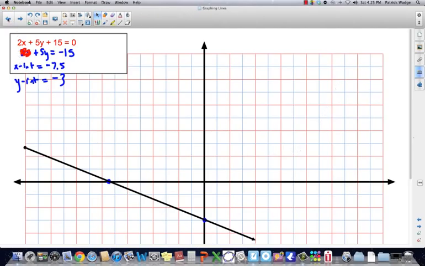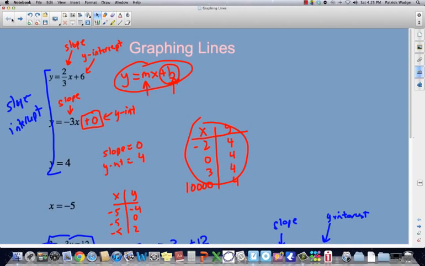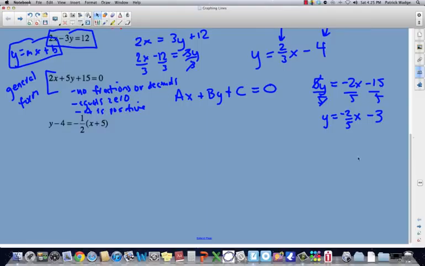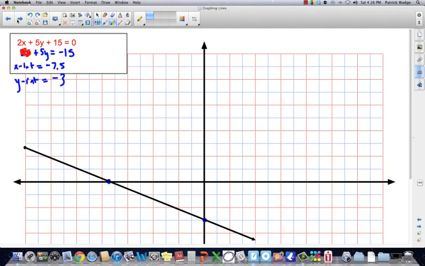If we go back, what did we turn this equation into? Remember we changed it into something? I rearranged this, and I rearranged it into this. Y equals negative 2/5 x minus 3.